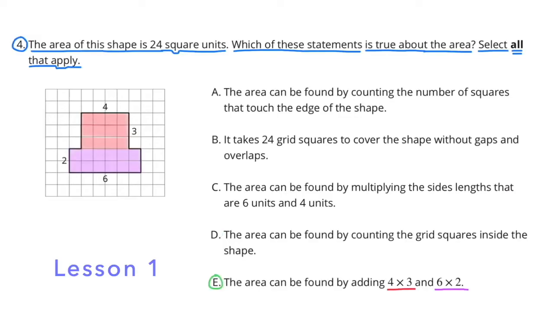E applies because the area can be found by adding 4 times 3 and 6 times 2. It's kind of like what I was talking about in example C, multiplying the base times the height of quadrilaterals. I've identified 2 quadrilaterals within this shape, one with dimensions of 4 times 3 and the second one with dimensions of 2 times 6. 4 times 3 is 12 and 2 times 6 is 12. 12 plus 12 is 24 units.